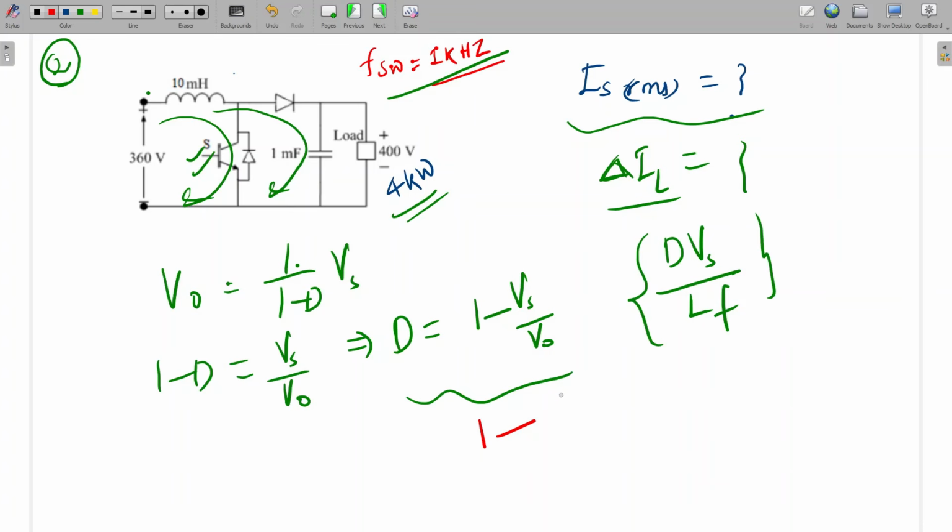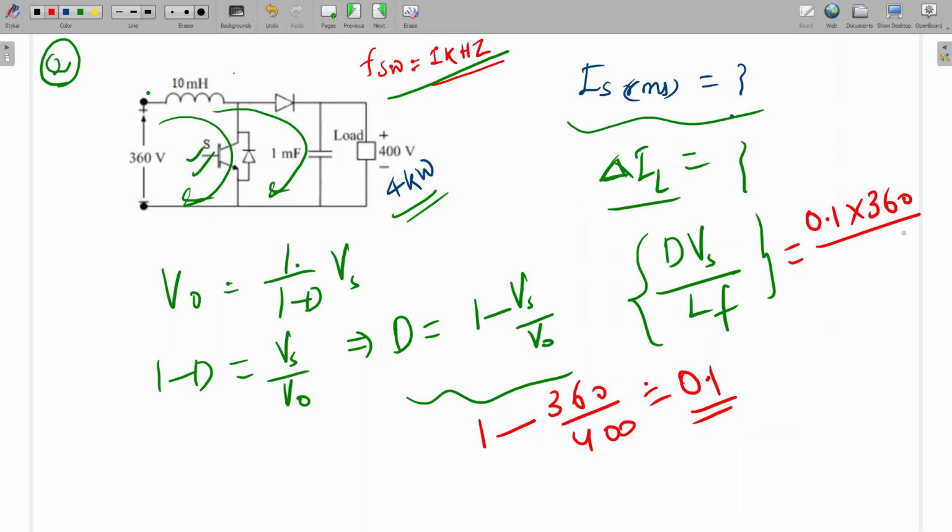1 minus Vs by V naught, how much? 360. It will be 0.1. So D will be 0.1. What will be the delta IL? Delta IL will be 0.1 into 360 divided by LF. L how much? 10 milli into frequency 1K. 36 amps. So it will be 3.6.